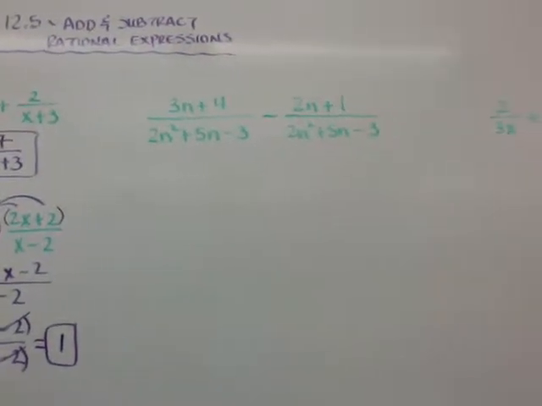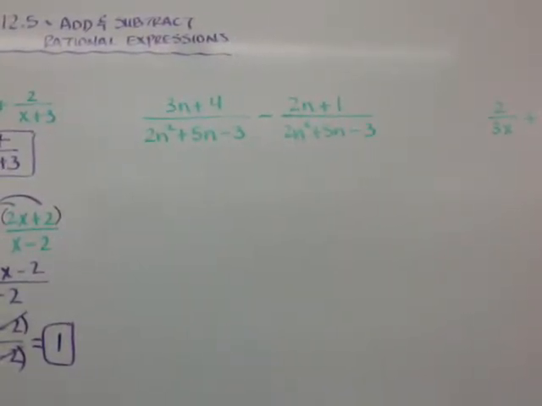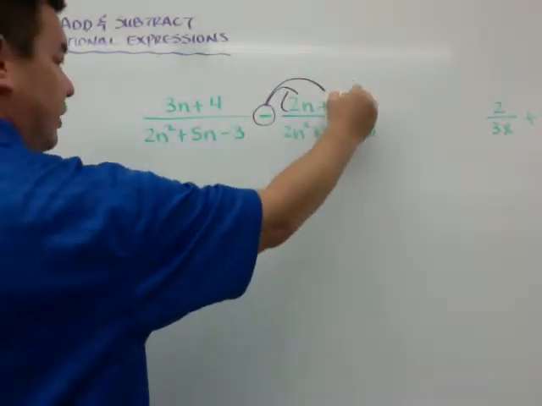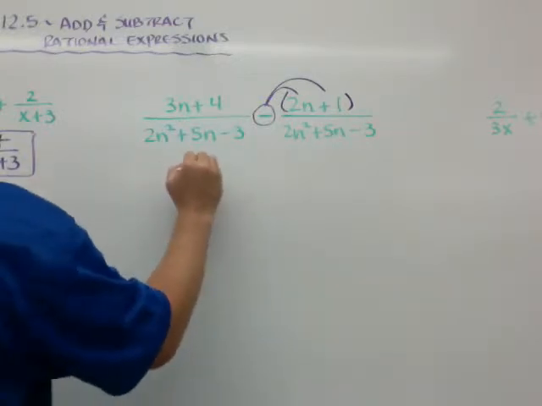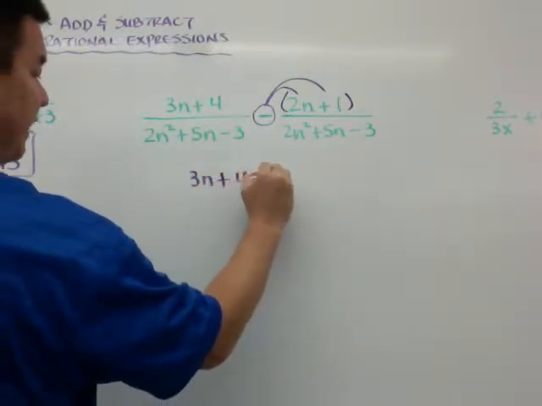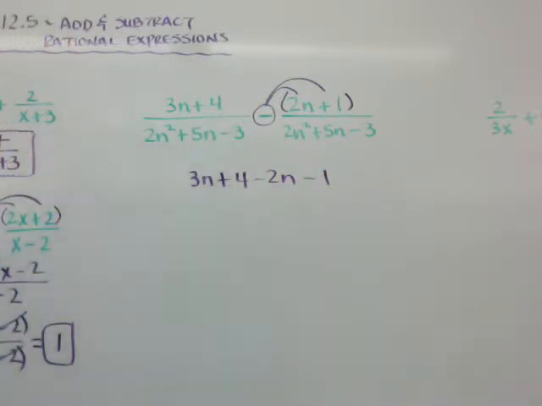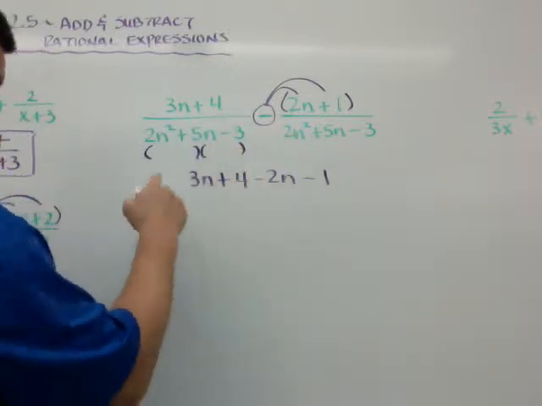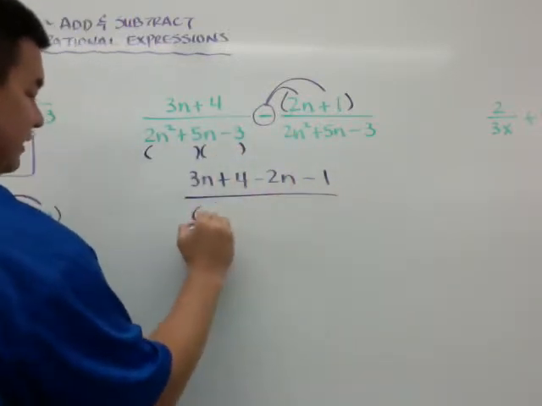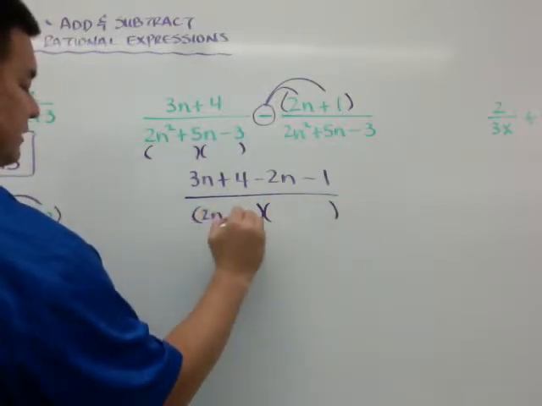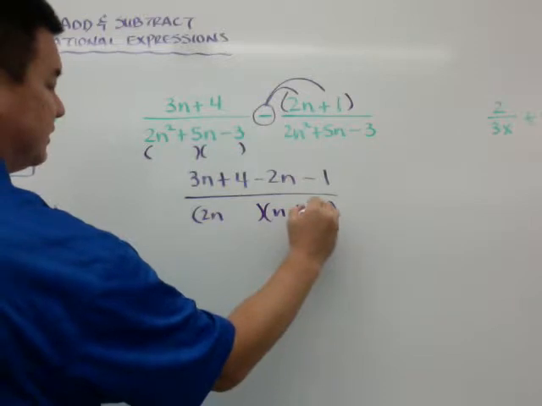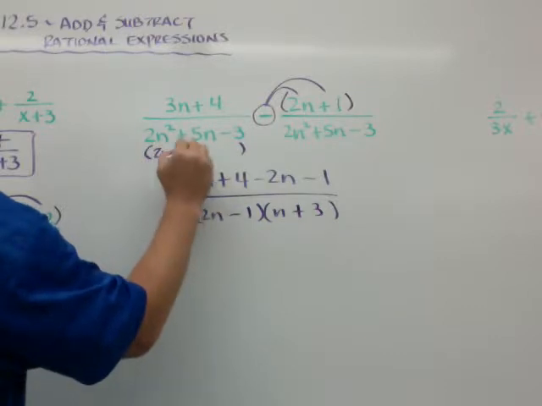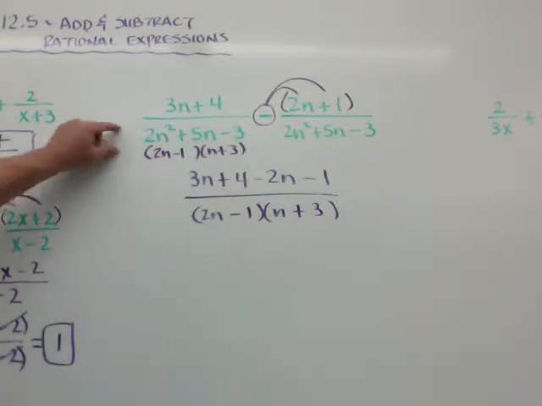Okay. Here's another one here. I have a common denominator, so I need to distribute this in. Think of it as having parentheses. Okay, so I'll get 3n plus 4 minus 2n minus 1. And now if you look at the denominator, it's a trinomial, so I need to practice my factoring skills. And if I factor it this way, I would get 2n times n plus 3 minus 1. Okay, so what I did was I factored this to 2n minus 1 times n plus 3. I just broke it down.